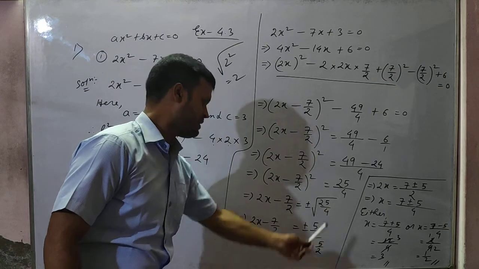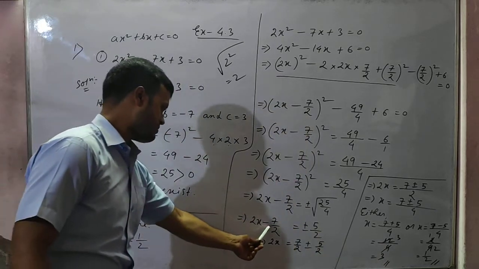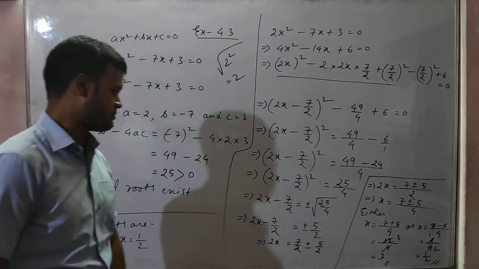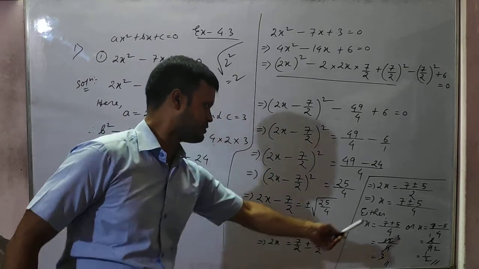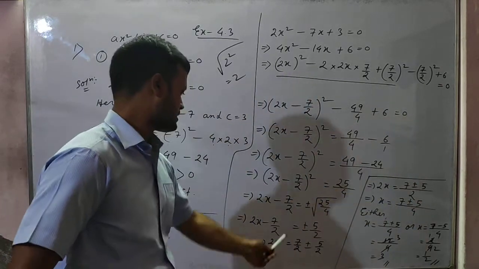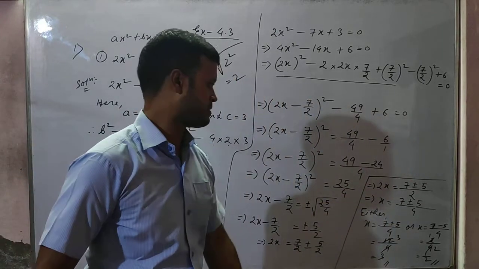Square root of 25 will be 5 and square root of 4 will be how much? 2. And minus 7 by 2, if you take it to the right hand side, it will become plus 7 by 2. 2 and 2 LCM you take, students. On the right hand side, 2 and 2 LCM you take, you will get 2. Above you will get 7 plus minus 5.